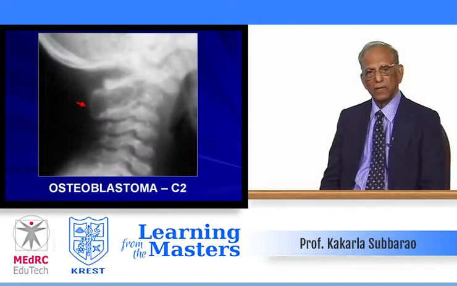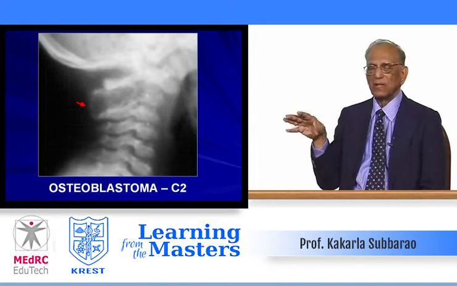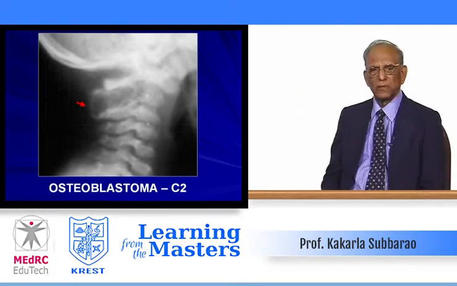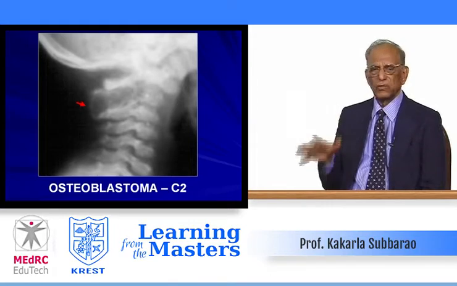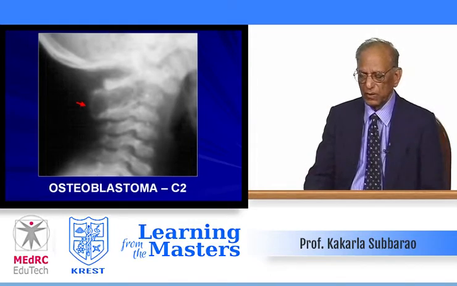A film of the cervical spine, pain in the neck, osteoblastoma of C2. Why can't it be aneurysmal bone cyst? Sometimes, ladies and gentlemen, osteoblastoma and aneurysmal bone cyst coexist. That's why it's a large lucent area. But some new bone formation is noted, not the residual trabeculae that you see in aneurysmal bone cyst. Some new bone formation. That's why it is osteoblastoma of C2, spinous process.